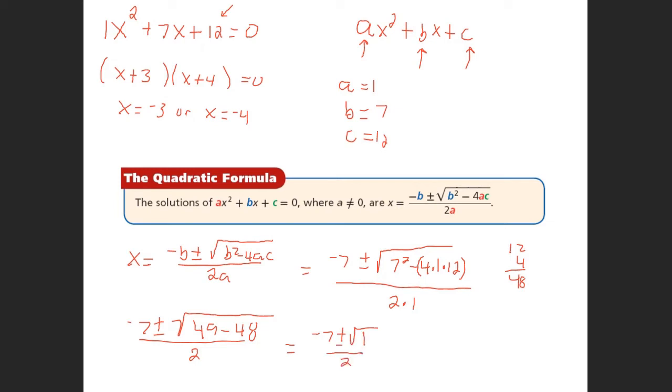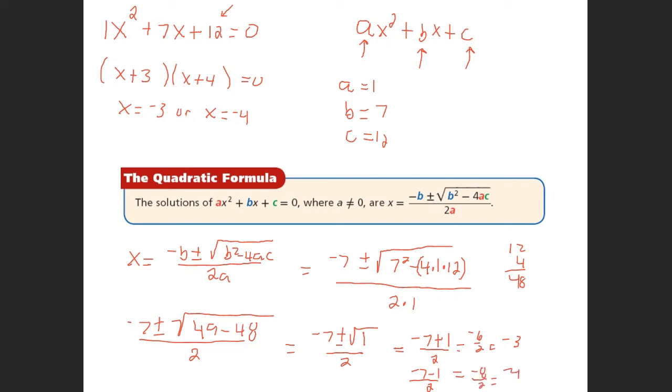Okay, well, what is the square root of 1? It is 1. So I end up with -7 plus or minus 1 over 2. Look at how I get the plus or minus here. I'm going to write it as 2 different separate problems. So -7 plus 1 over 2, and then -7 minus 1 over 2. And then I just solve these. -7 plus 1 is -6 over 2, so that gives me -3. -7 minus 1 is -8 over 2, which is -4.